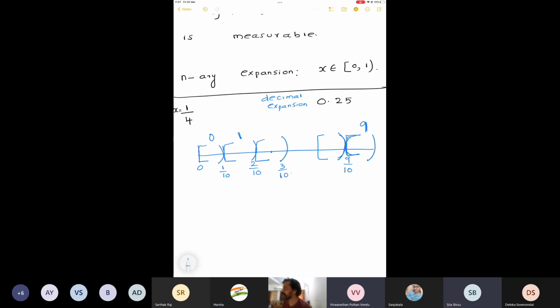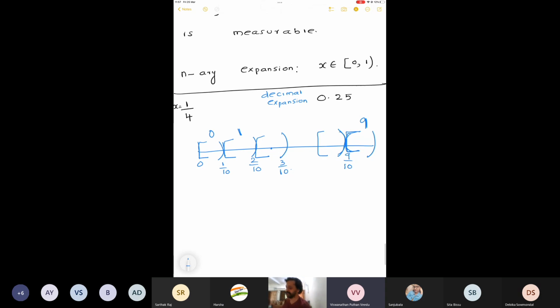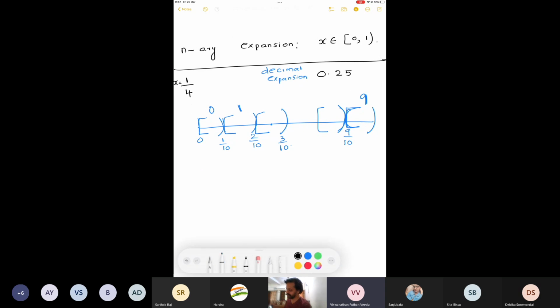What is the label corresponding to that interval? 1/10, 2/10, 3/10... That will be the first digit after the decimal point in the decimal expansion. So that's how you got this 2. Okay, so you already determined where that 1/4 lies. It is in [2/10, 3/10).